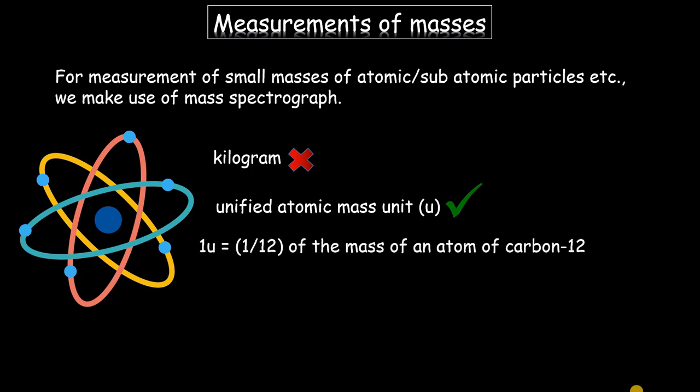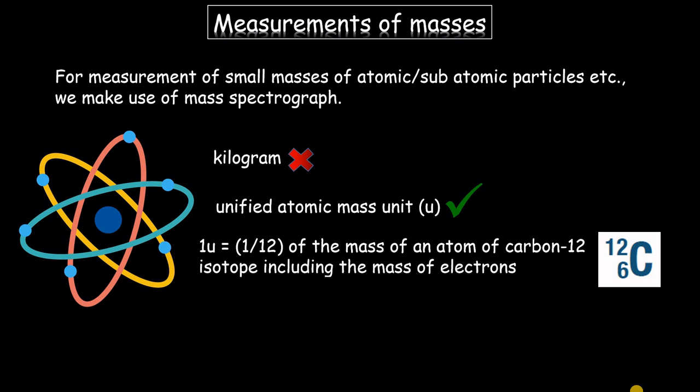One unified atomic mass unit, that is 1 u, is equal to 1 by 12 of the mass of an atom of carbon-12 isotope, including the mass of electrons, which in turn equals 1.66 into 10 power minus 27 kg. So these are some of the methods of measurement of masses.